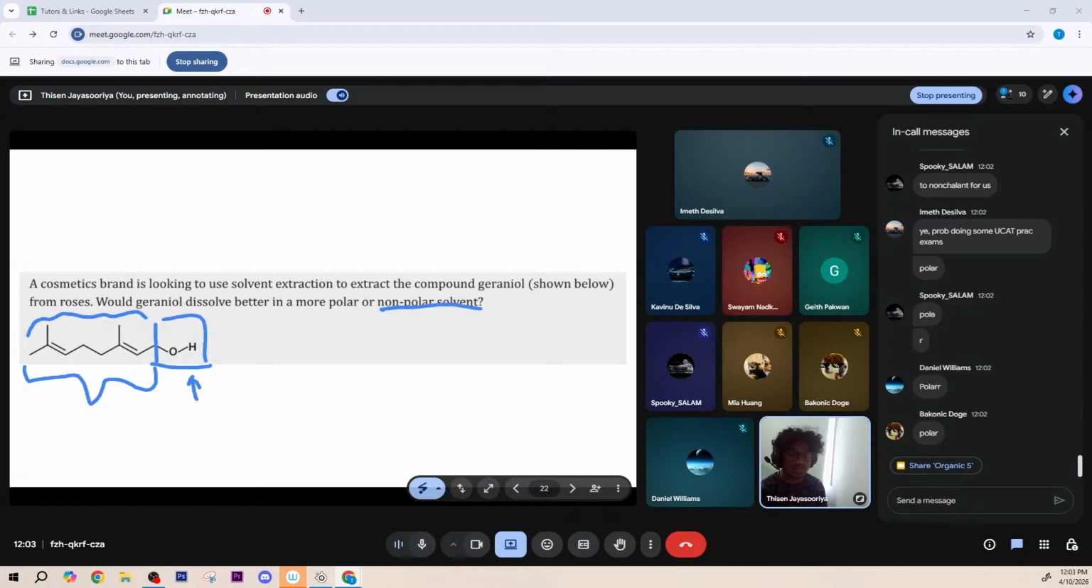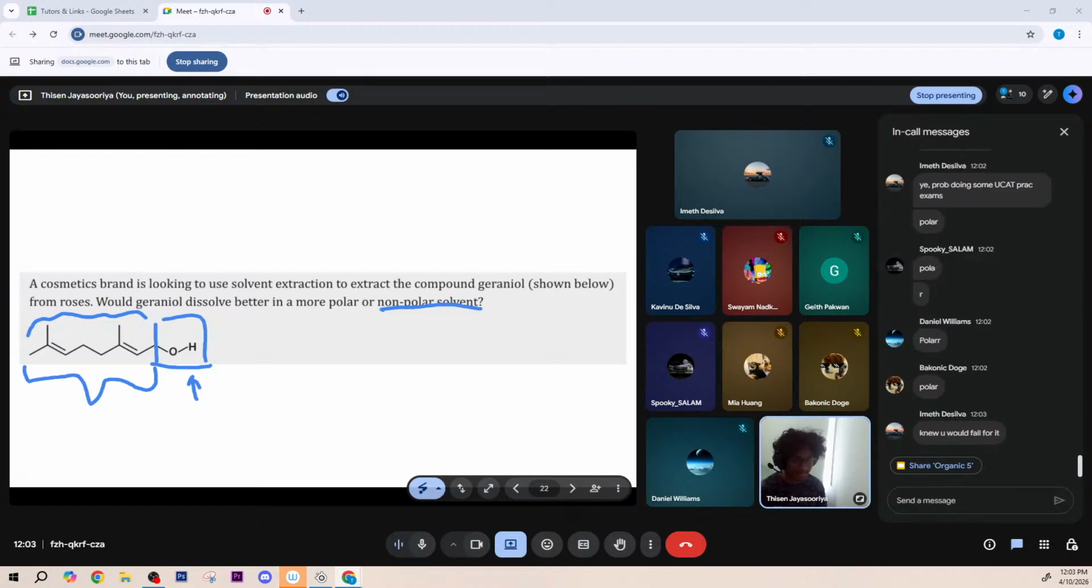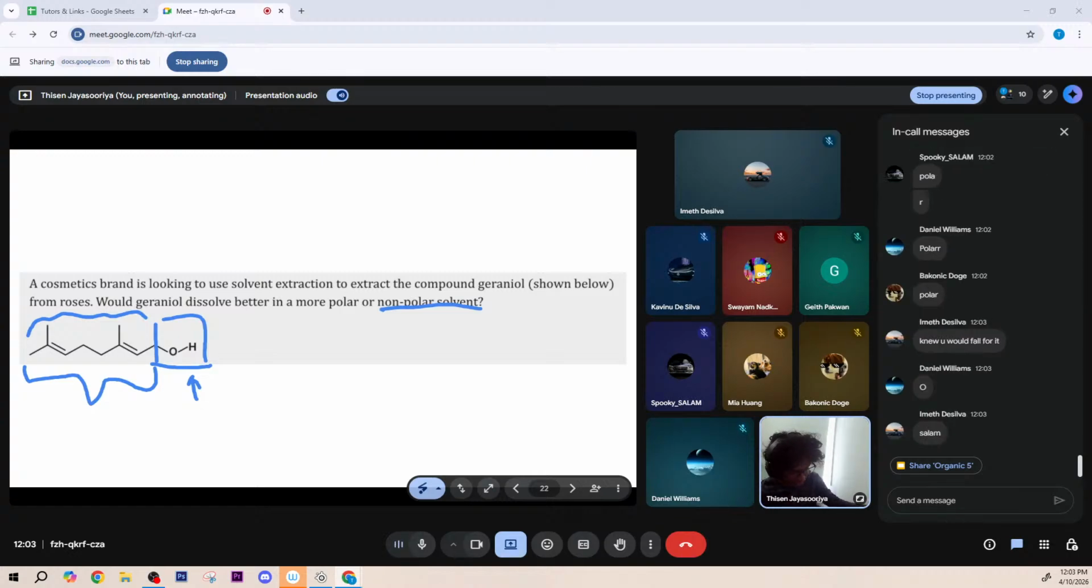So here, solvent extraction is another separation technique. So right now we have 4 separation techniques: simple distillation, fractional distillation, chromatography, and solvent extraction. So I'll keep moving on.